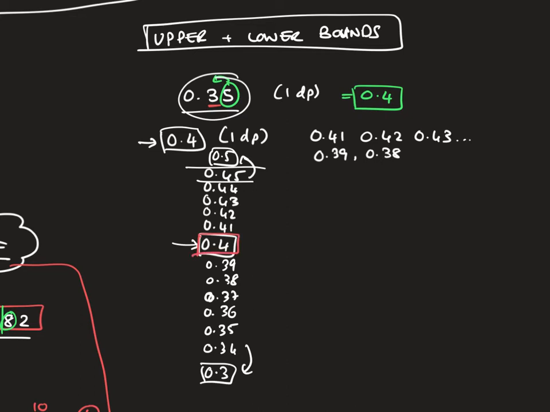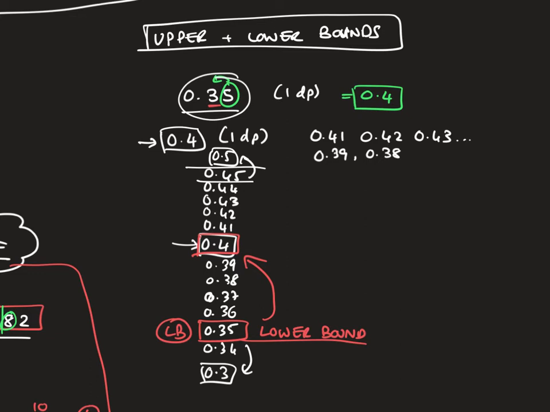Now, what we can say here is that 0.35 is known as the lower bound. Okay, this is the lowest value that would have rounded up to 0.4. Okay, so lower bound. The upper bound is a little bit more complicated.